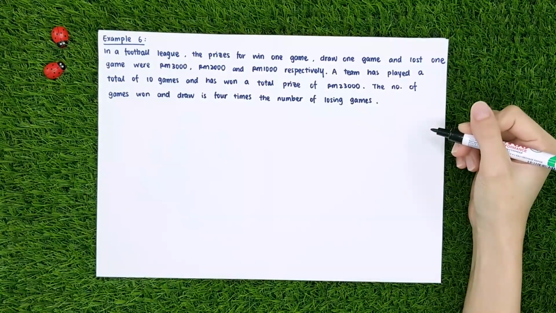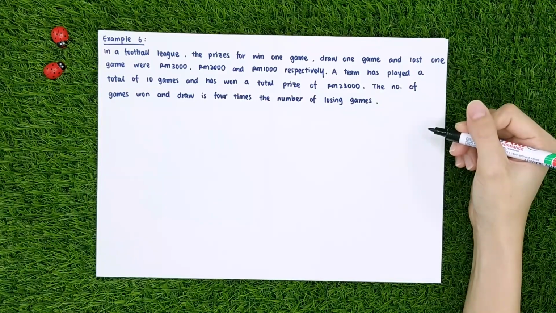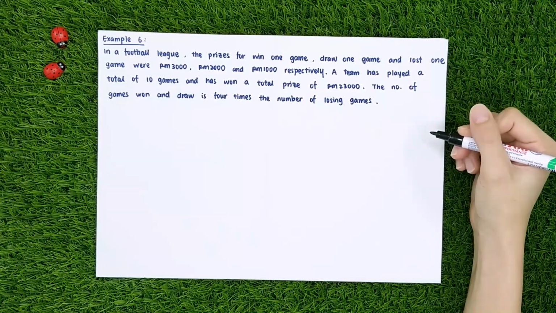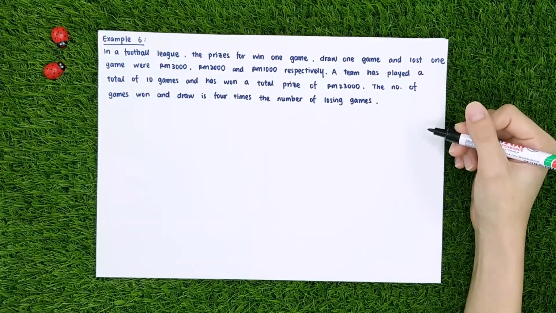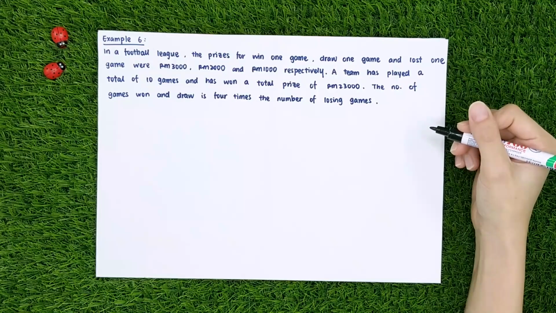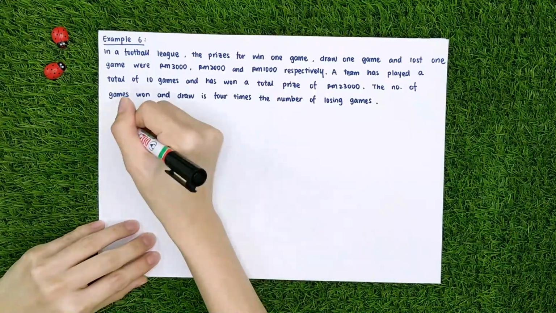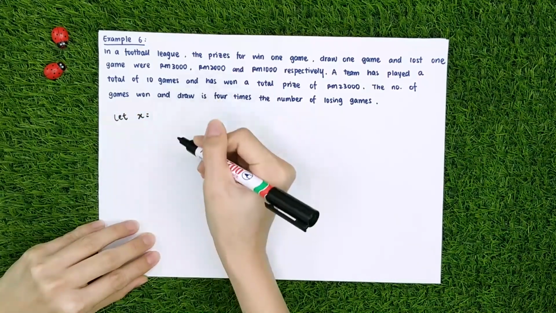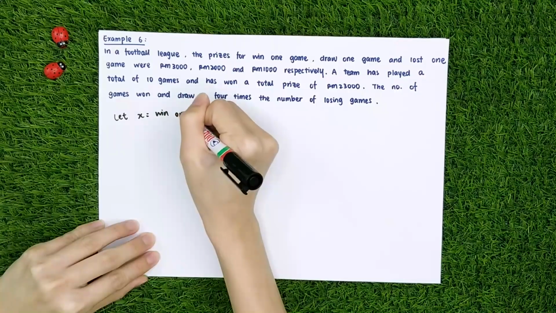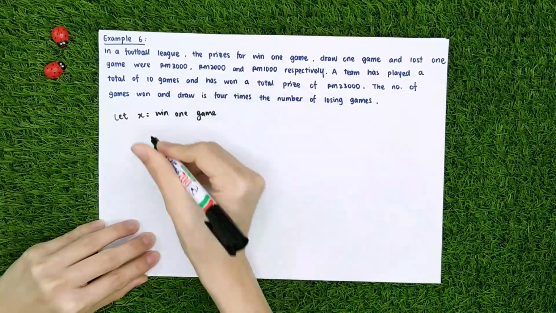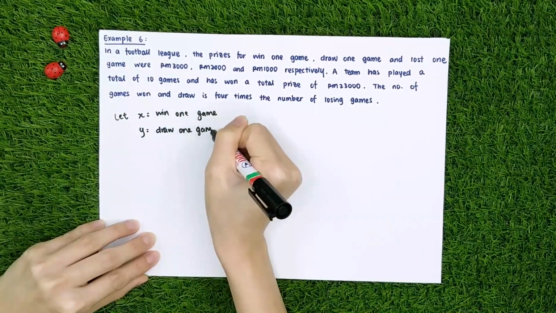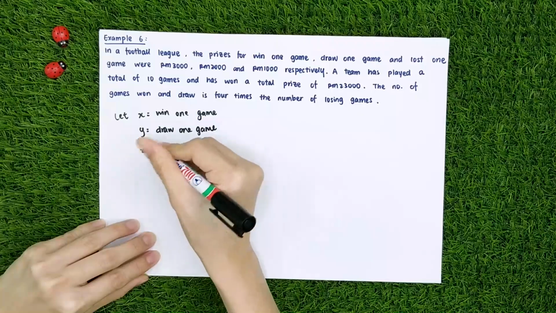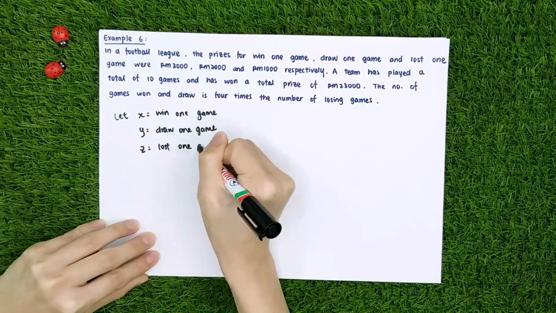Example 6. In a football match, the prizes for winning 1 game, drawing 1 game and losing 1 game were 3,000, 2,000 and 1,000 respectively. A team has played a total of 10 games and has won a total prize of 23,000. The number of games won and drawn is 4 times the number of lost games. Okay, let x equal win 1 game, y equal draw 1 game, and the last one, z equal lose 1 game.